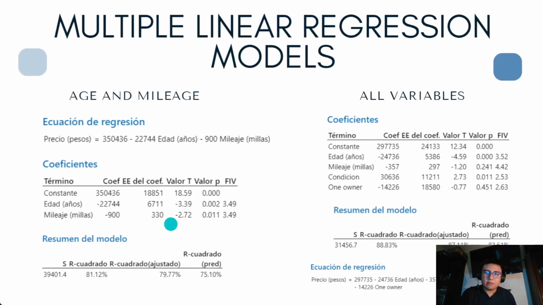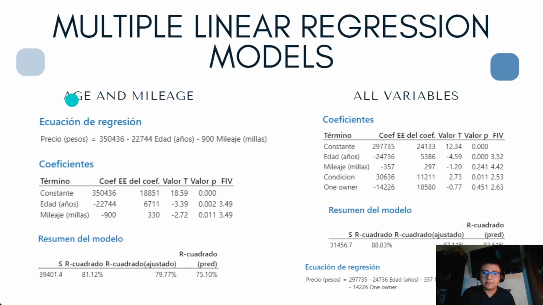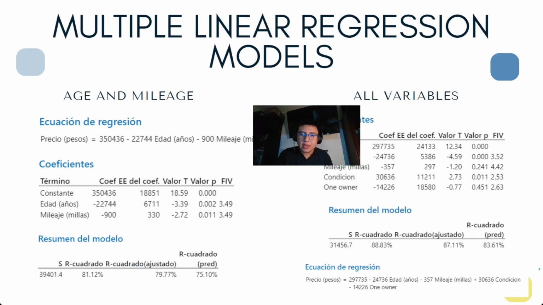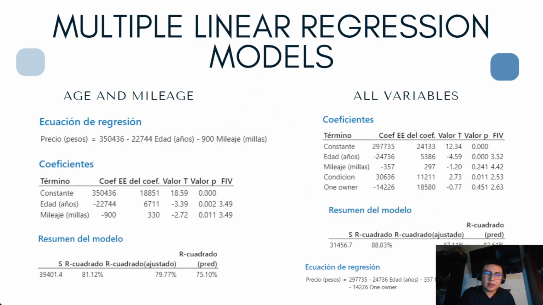So we may consider multiple linear regression models to see if any of these could tell us significant information about our data. Here we have the age and mileage. The price is equal to this number multiplied by the age and this number multiplied by the mileage. The p-values of all these values are less than 0.05, so this is a very good model. All the variables are considered in the data, and the R squared is about 81.12%, which tells us there is a very good relationship in the data.